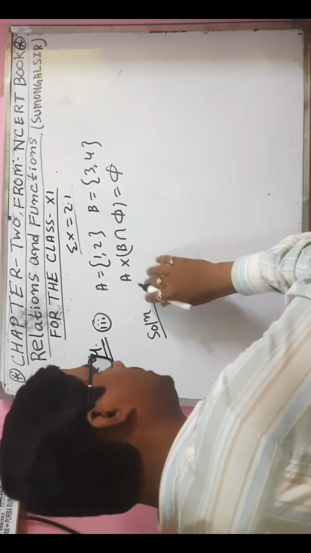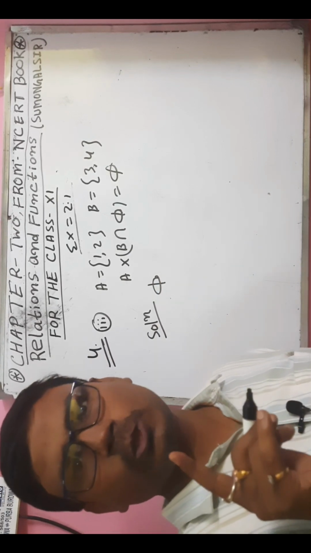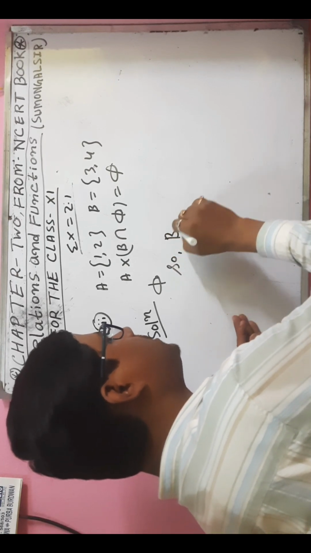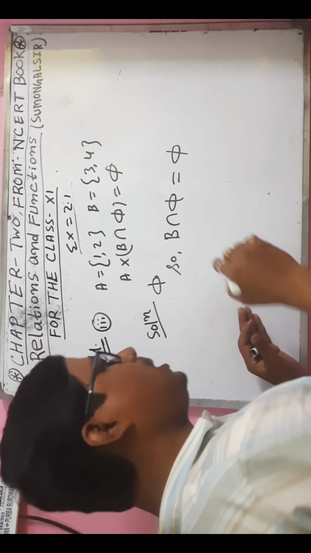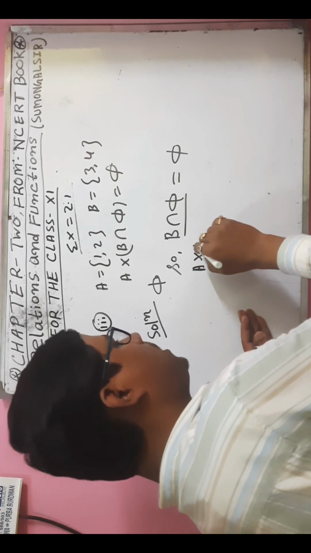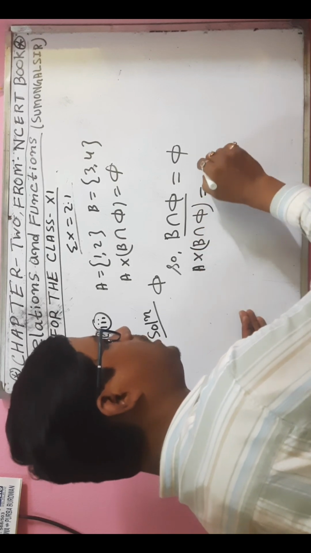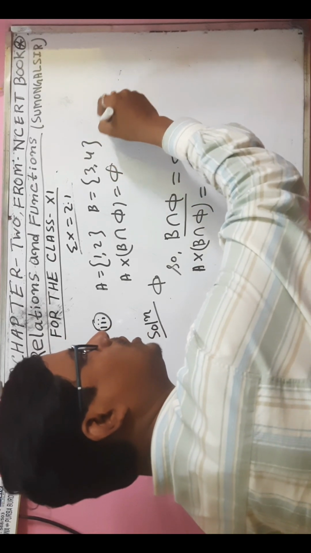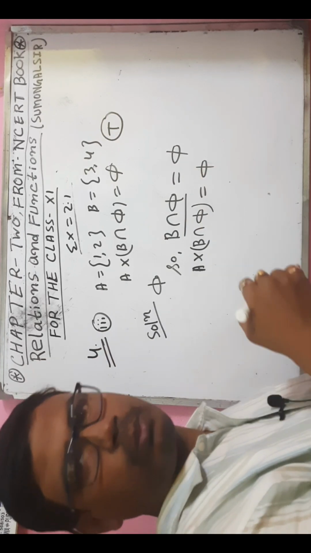Now here, phi is an empty set, so phi has no element. That is why (A cross B) intersection phi is equal to phi. If a set is an empty set, then the product of any set with the empty set will be the empty set by definition. So this statement is true. Okay, this is the completion of 4. Now we move to the fifth.